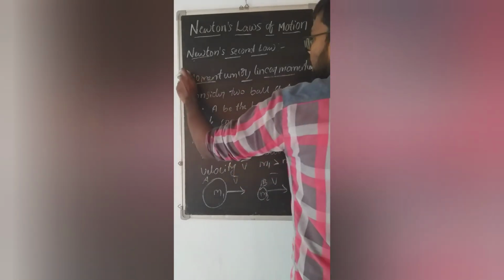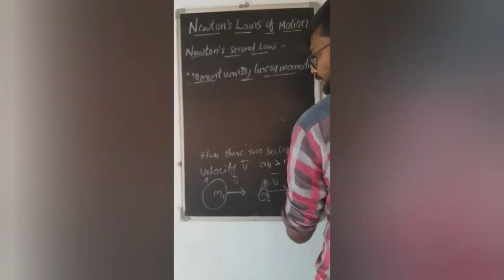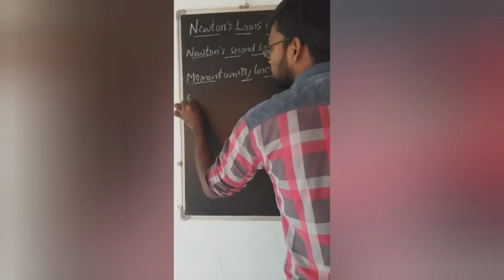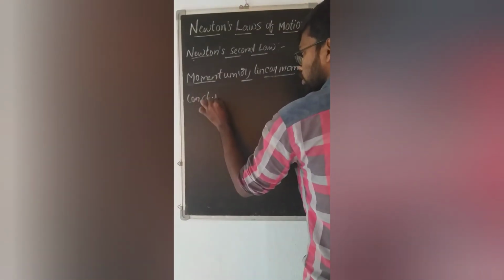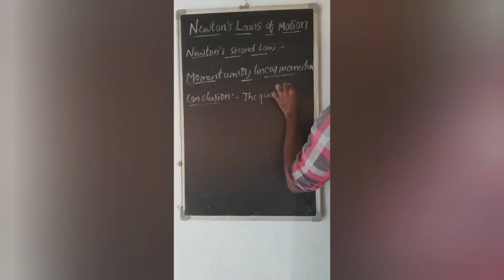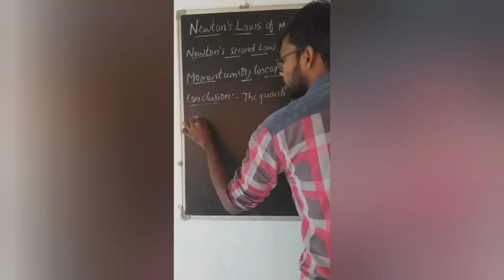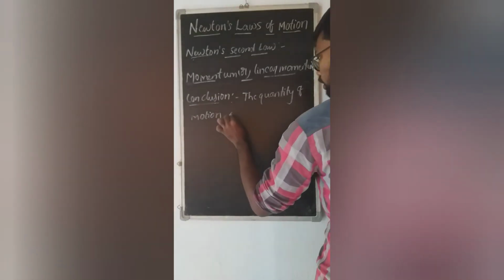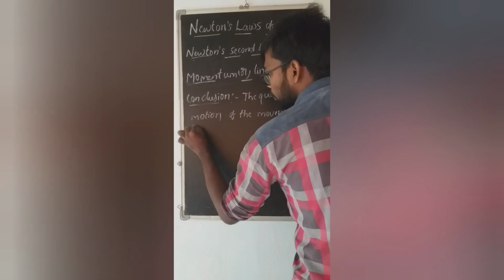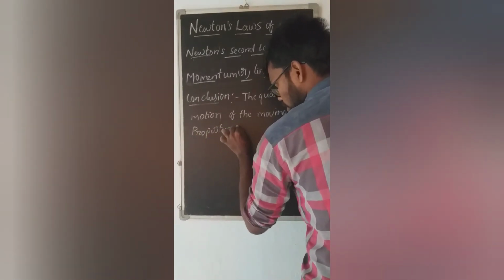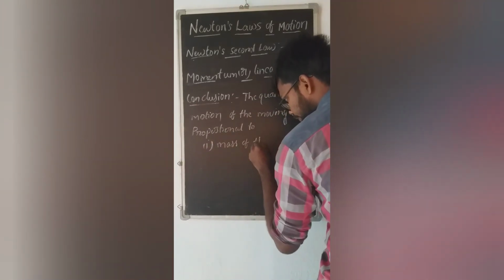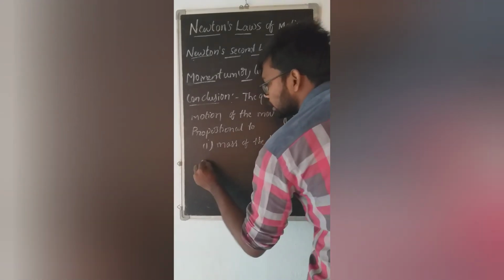So the conclusion about momentum as well as linear momentum is, the quantity of motion of a moving body is proportional to, first, the mass of the body, and second, the velocity of the body.